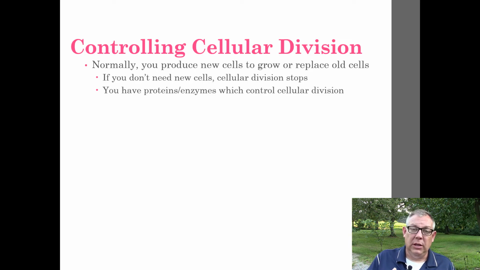And you've got genes that make proteins or enzymes which control cellular division, just like everything else. It's just chemical reactions. And so there are genes whose whole job is to just turn on mitosis when you need it and turn off mitosis when you don't need it.